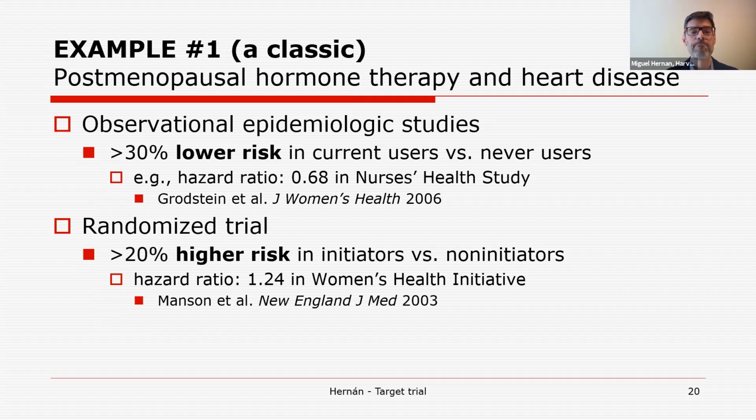So this is a situation in which observational studies for a decade or 2 had found that women using hormone therapy after menopause had a lower risk of heart disease than women not using hormone therapy. And when a randomized trial was finally conducted, it found apparently the opposite. It found that women assigned to hormone therapy had a higher risk of coronary heart disease than women assigned to placebo.